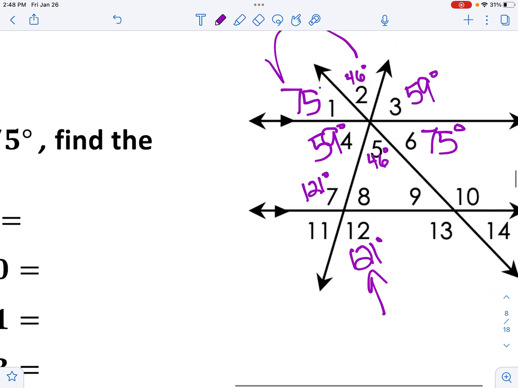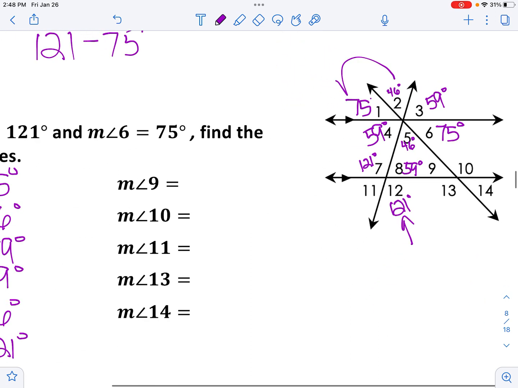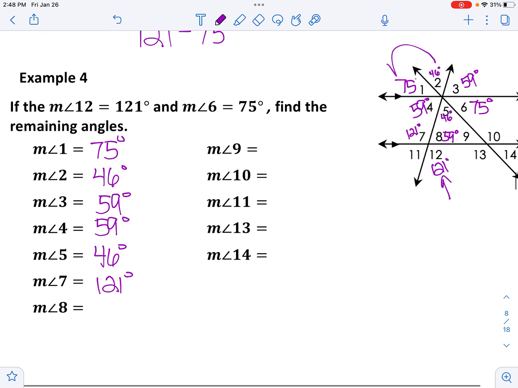Okay. We know that angle 8 corresponds to angle 3, so this has to be 59. Okay, so 8, and that would also make 11 59. Okay, this is 59.